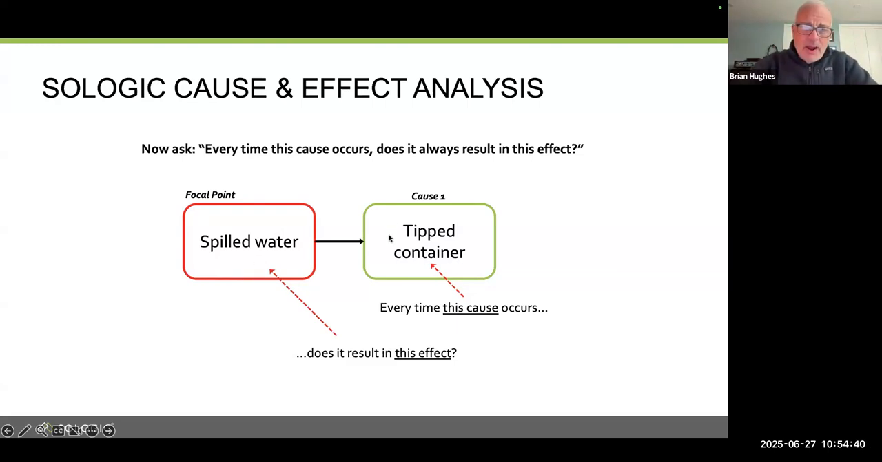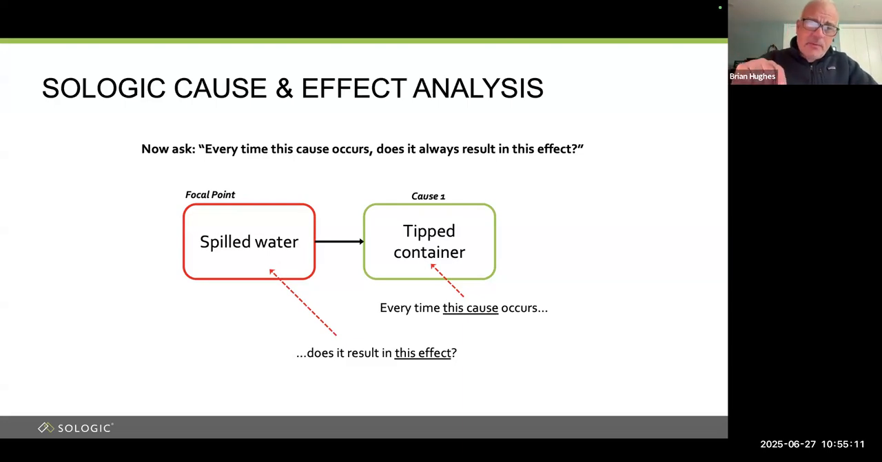And I ask why, or what caused the water to spill. Some variation on that question. That's how I go from here to here. And then I ask another question. Every time I tip a container over, does it always result in spilled water? Okay, so I'm basically outlining a two-question process. What caused the effect? Every time that cause occurs, does it always result in this effect?